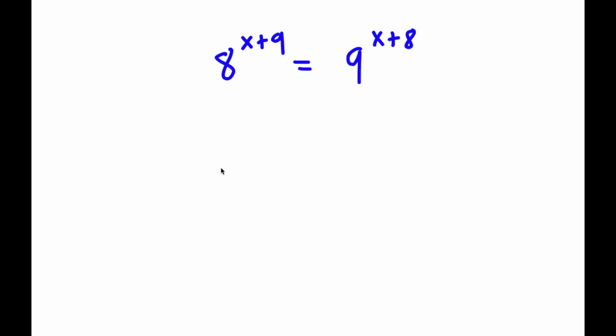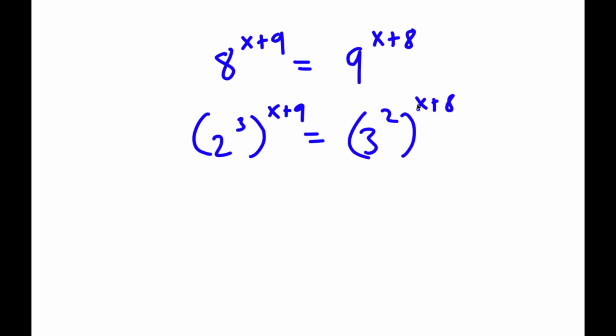Alright, so in this problem, I have 8 to the power of x plus 9 is equal to 9 to the power of x plus 8. So I'm going to first rewrite 8 as 2 to the power of 3. So now I have 2 to the power of 3 to the power of x plus 9 is equal to 9, which I'm going to rewrite as 3 to the power of 2. So 3 to the power of 2 to the power of x plus 8.